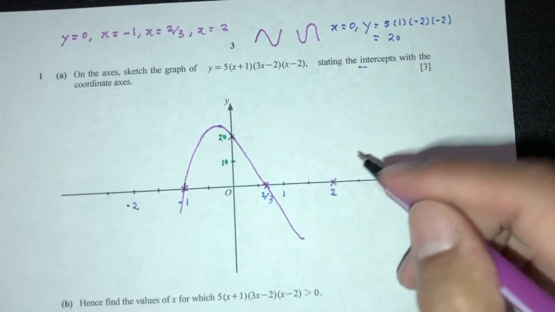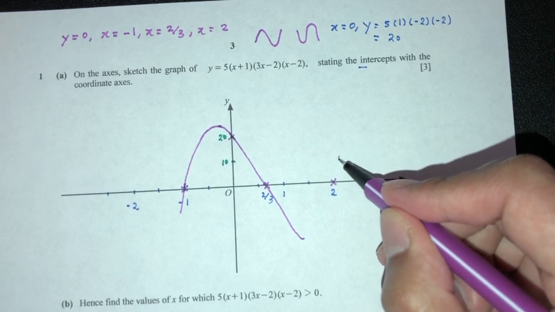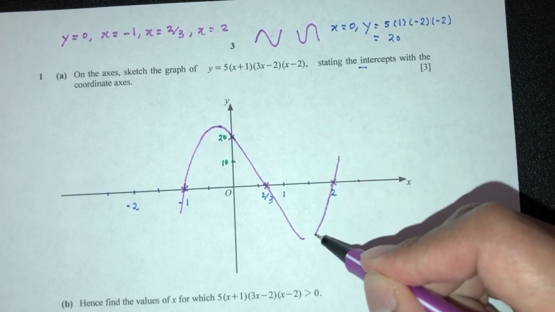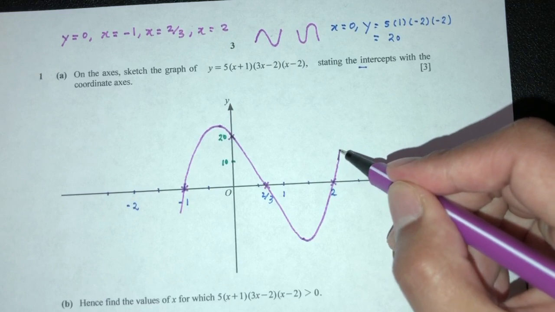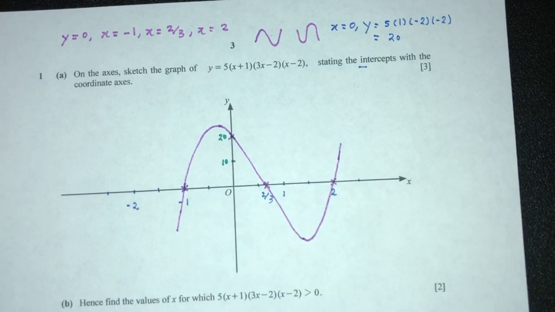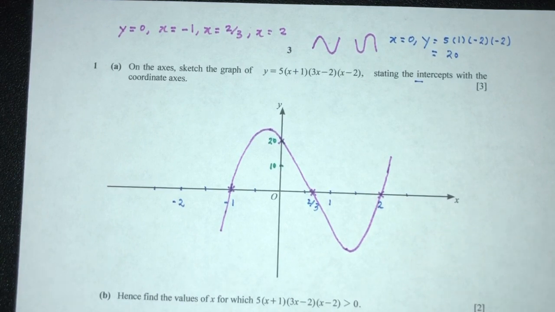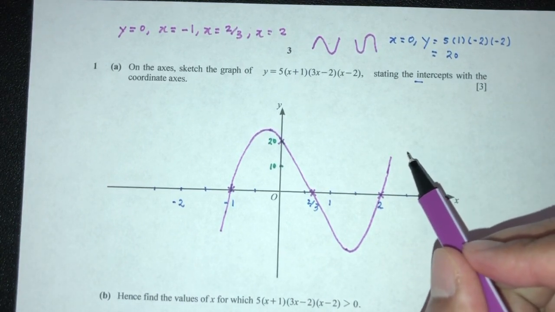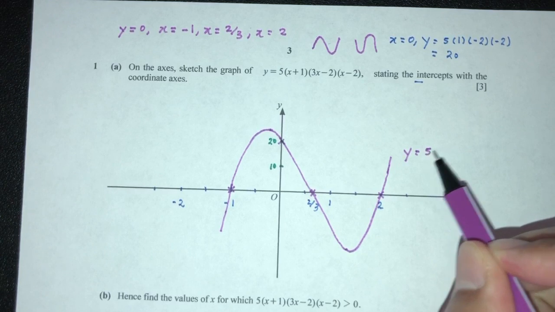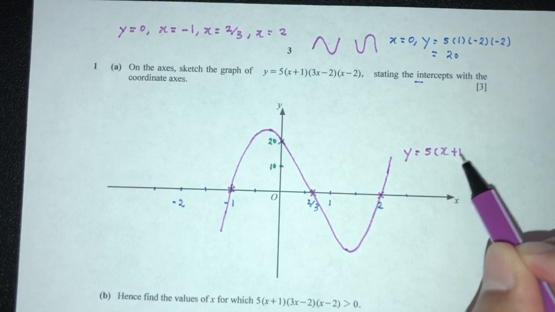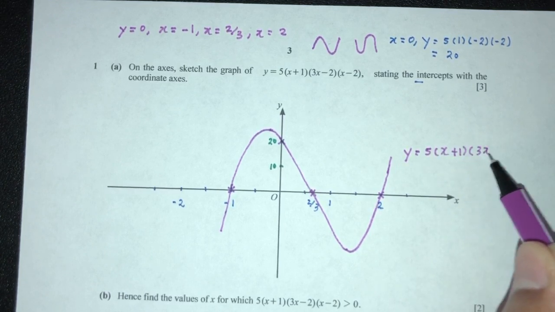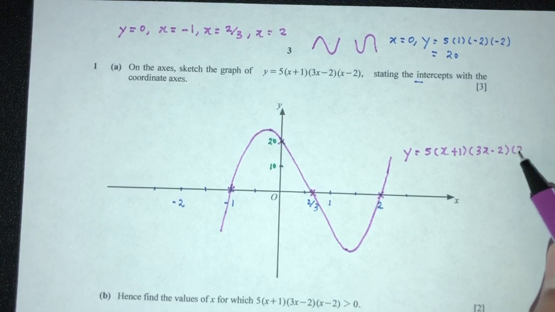That makes sense. So try your best to make it as symmetric as possible. Okay, something like this. As you can see, this is the shape of your graph. A sketch, it doesn't need to be exact. We just have to kind of show what it looks like. That will be y equal to 5, x plus 1, 3x minus 2, and x minus 2.